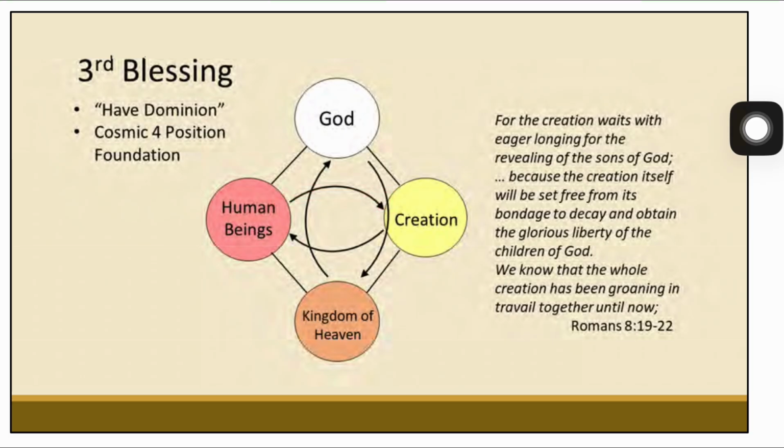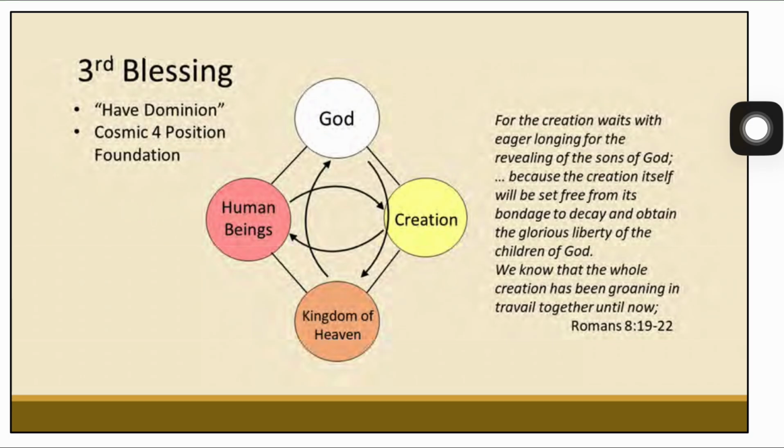So dito sabi, we know that the whole creation had been groaning in travail together until now. So this is the result of the fall actually. So what we are sharing to now is the original plan of God, the intentions of God from the beginning. But this Romans 8:19 to 22 tells us that the original plan of God was not fulfilled, and the creation are groaning inwardly, waiting for the revealing of the sons of God.